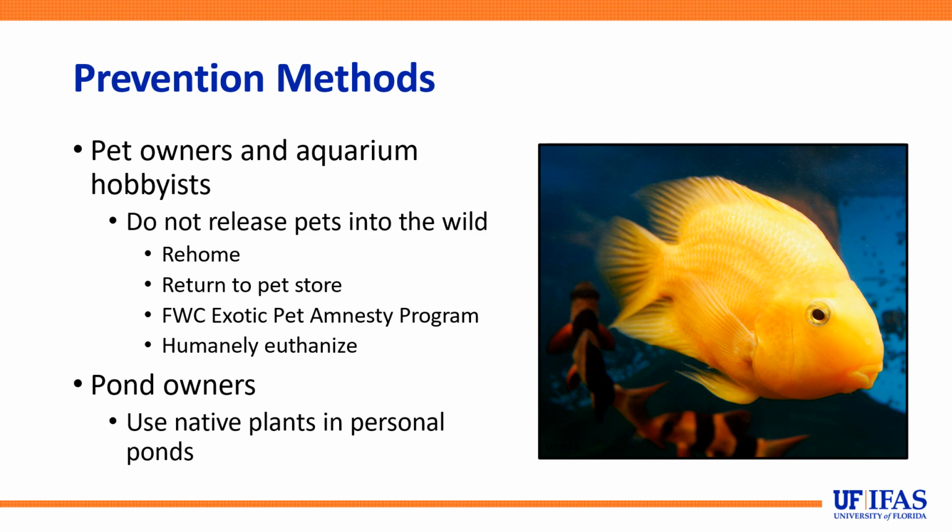about humane euthanasia. When you first start thinking about getting a pet, think about the size it'll grow to, its age, life expectancy, how it interacts with other pets or tank mates, what it eats, how much it costs to take care of it throughout its life, and any other specific requirements. This will help you decide if the pet is right for you now and in the future. If you have a pond in your yard, plant native species instead of non-native species.